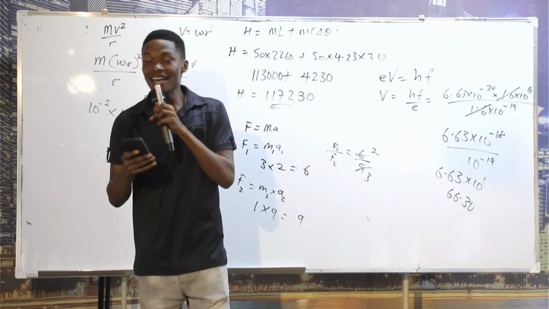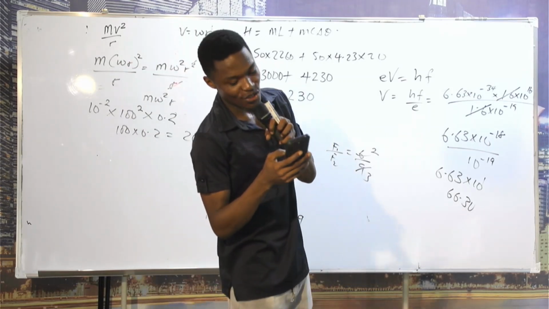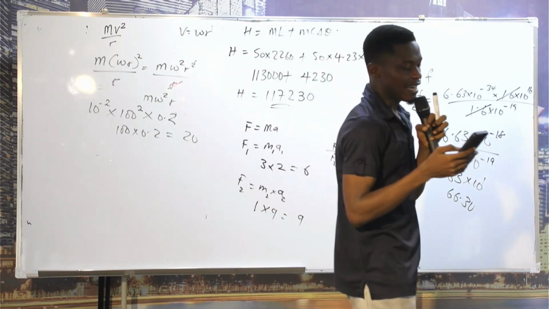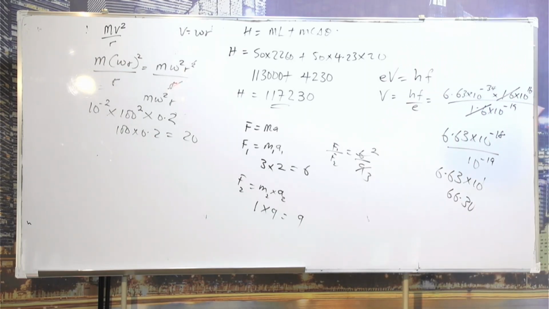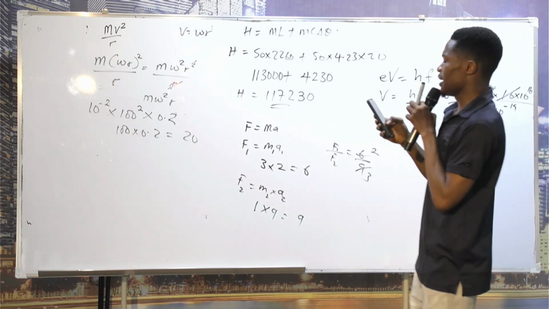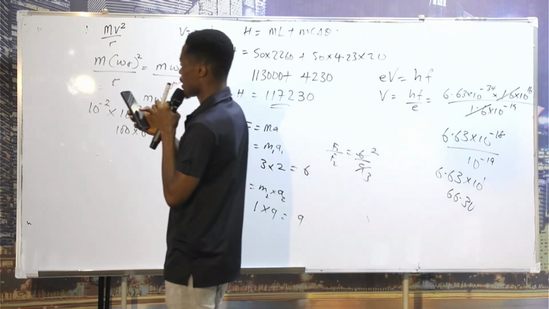A ball of mass 0.1 kg is thrown vertically upwards with a speed of 10 meters per second from the top of a tower 10 meters high. Neglecting air resistance, its total energy just before hitting the ground is what?